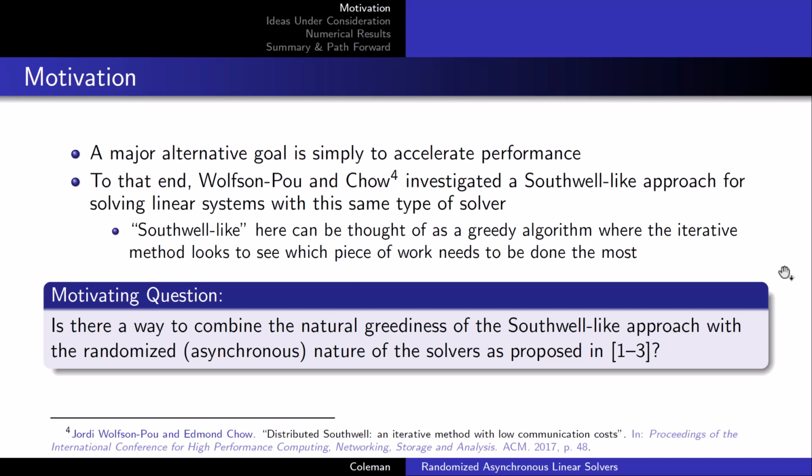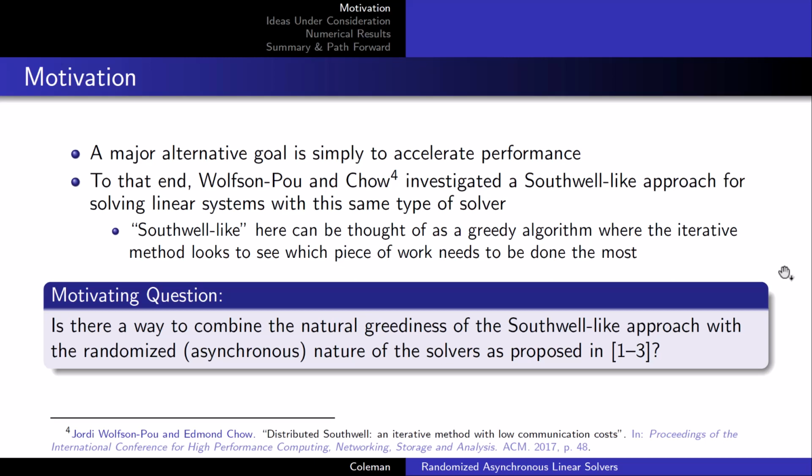So my iterative method is dividing the problem up into a bunch of small pieces, which is where fine-grained is coming from. And the Southwell-like idea is that I want to be greedy. Instead of just picking the first piece that was cut up or the randomized piece that was cut up, I want to pick directly the biggest piece in some sense.